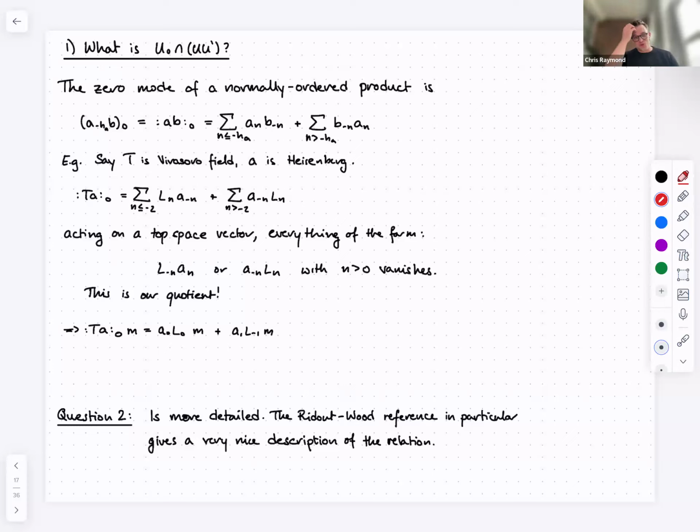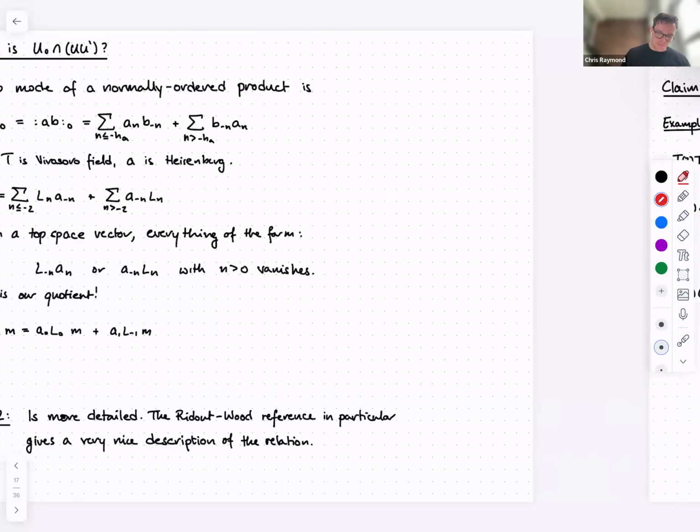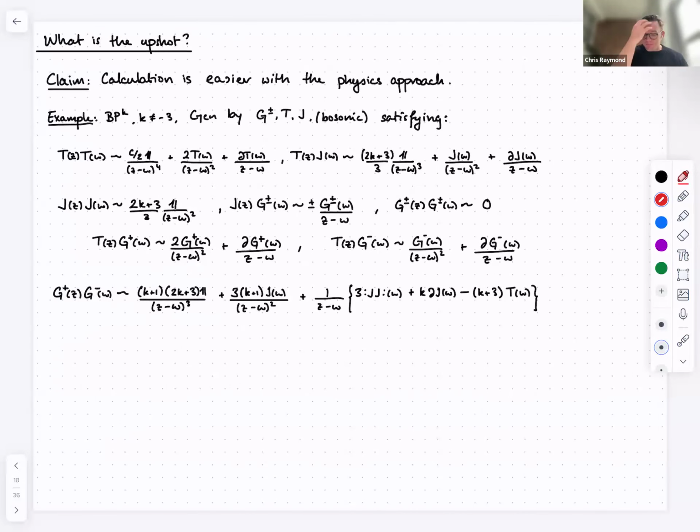Okay, so in principle, we've answered our two questions. Now what? What is the upshot? The upshot of this formalism, although it requires a little bit more information, is my following claim: calculation is easier with the physics approach. So here we can do an example, or at least we can partially do an example. I think that's useful to see.